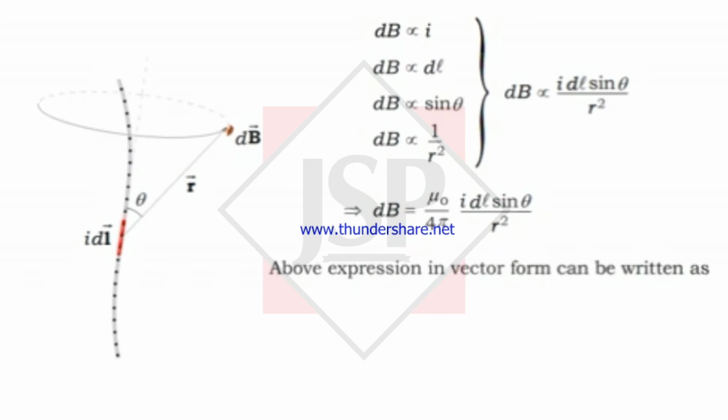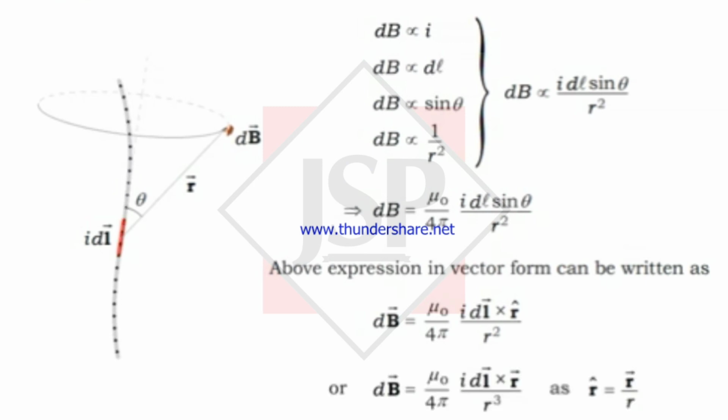The above expression in vector form can be written as dB vector equal to mu naught by 4 pi, I dl vector cross r cap, whole divided by r squared. It can also be written as dB vector equal to mu naught by 4 pi, I dl vector cross r vector, whole divided by r cubed, as r cap is equal to r vector divided by r.